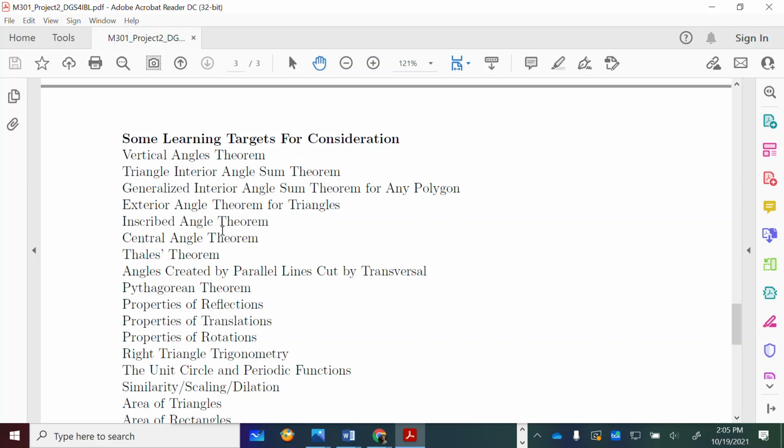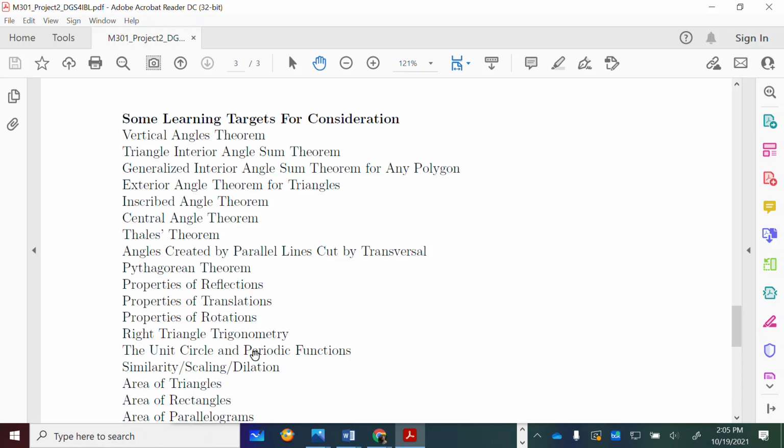How about the exterior angle theorem for triangles, or the inscribed angle theorem, or the central angle theorem? There's this thing called Thales theorem. You could help kids understand angles created by parallel lines. How about the Pythagorean theorem? There's all of the transformations: reflections, translations, rotations. You could do right triangle trigonometry.